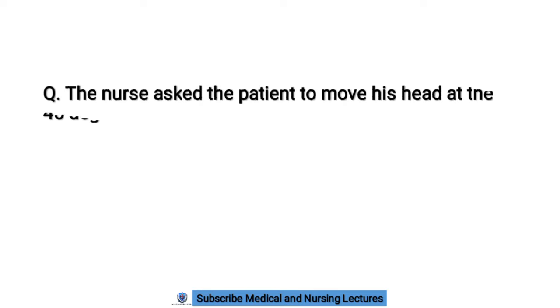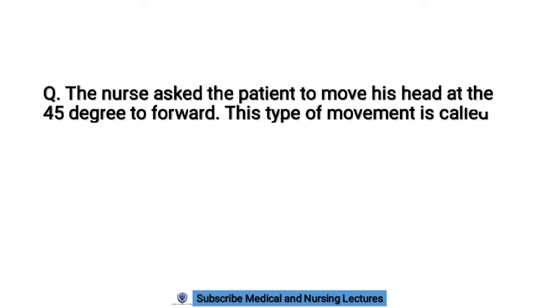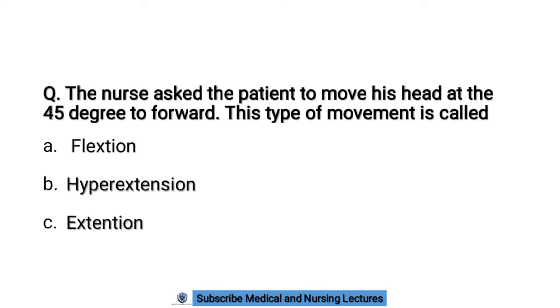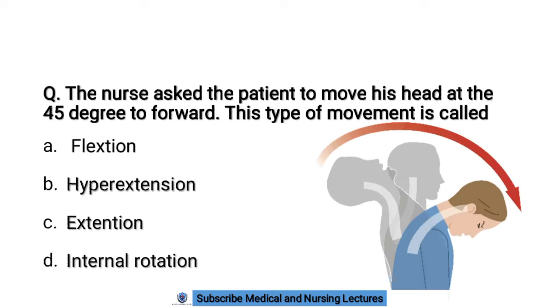The nurse asks the patient to move his head 45 degrees forward. This type of movement is called: option A, flexion; option B, hyperextension; option C, extension; option D, internal rotation. The correct option is option A, flexion.